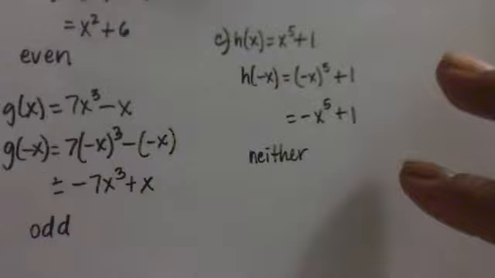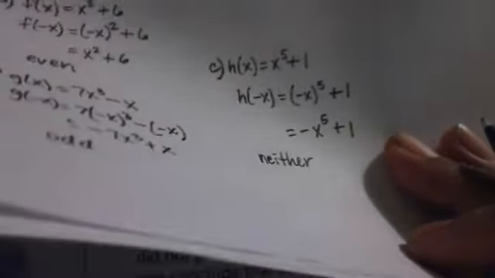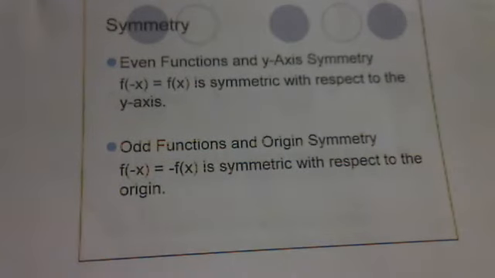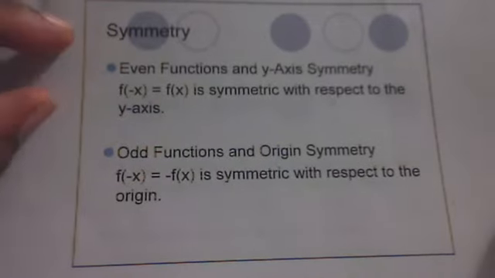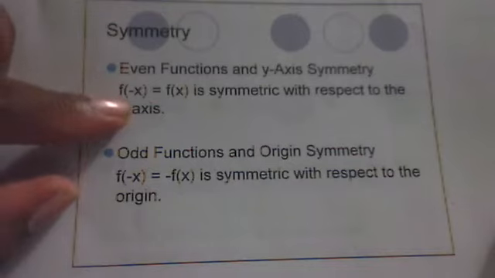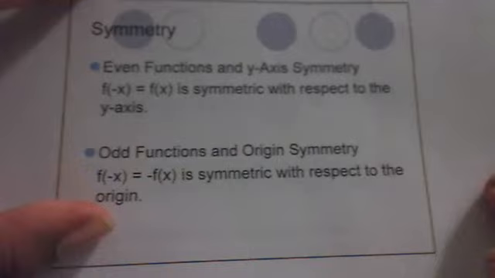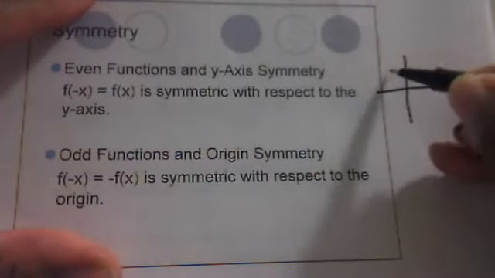All right, the next thing we'll look at is symmetry and how even and odd functions are related to symmetry. Okay, an even function along with y-axis symmetry is this. If you replace your x with negative x and you get f of x, that's going to be symmetric with respect to the y-axis. A good example of that would be this particular function, y is equal to x squared.